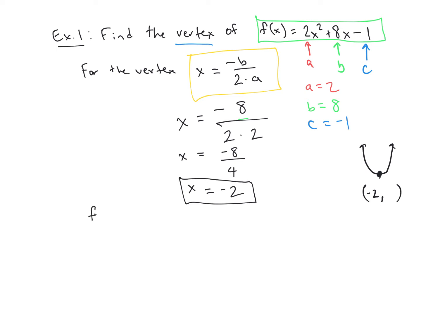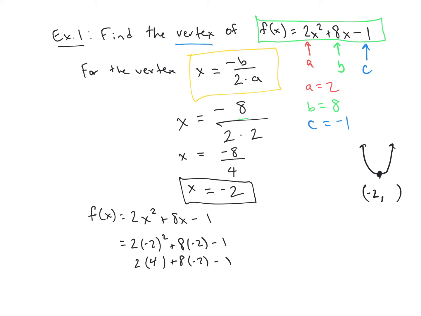So f of x equals 2x squared plus 8x minus 1. And I can plug in my negative 2. So 2 times negative 2 squared plus 8 times negative 2 minus 1. Start with my exponent. Negative 2 squared is 4. Then I can do my 2 multiplications. 2 times 4 is 8. 8 times negative 2 is negative 16.